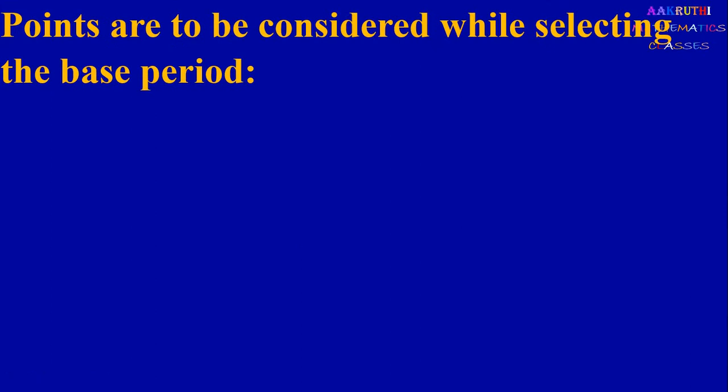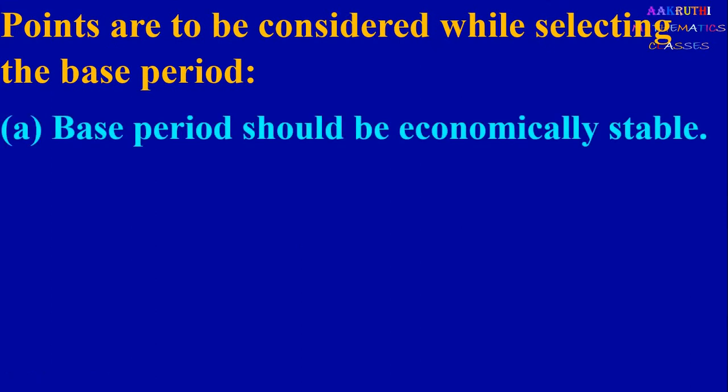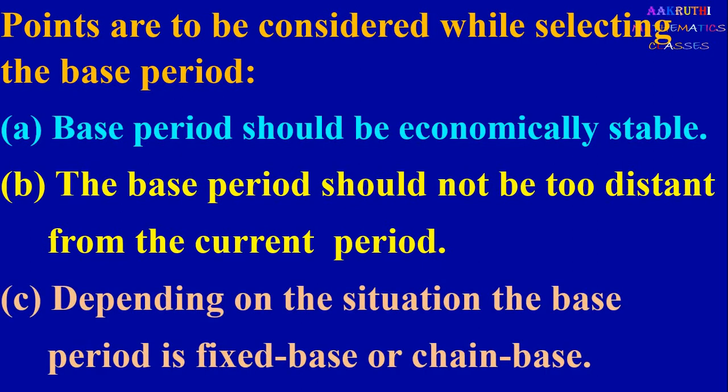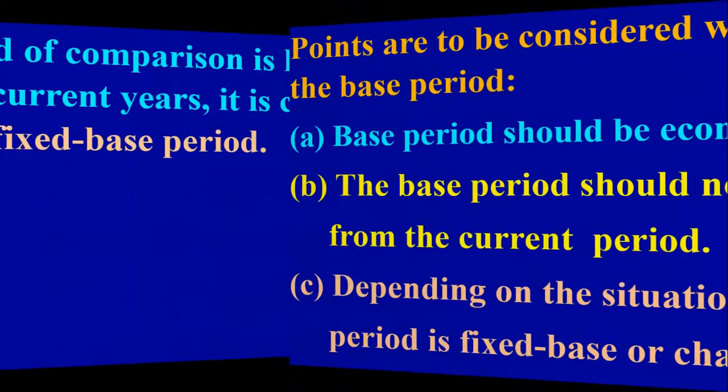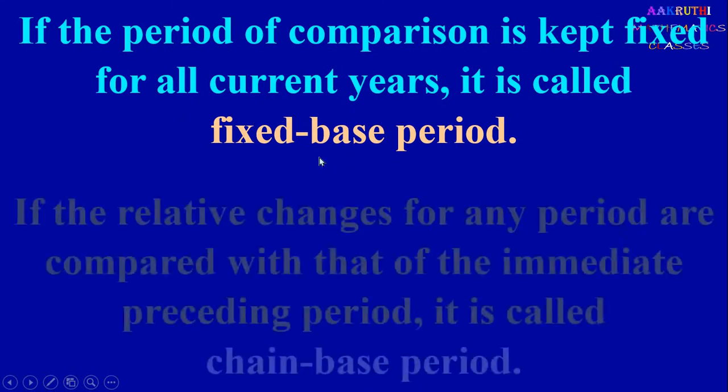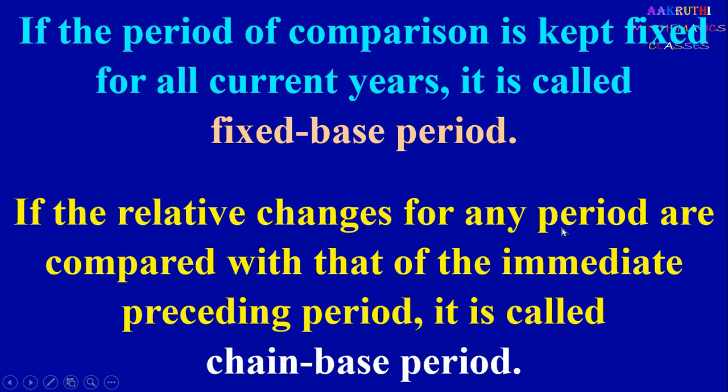Points to be considered while selecting the base period. First one, base period should be economically stable. Second one, the base period should not be too distant from the current period. Third one, depending on the situation, the base period is fixed base or chain base. If the period of comparison is kept fixed for all current years, then it is called fixed base period. If the relative changes for any period are compared with that of the immediate preceding period, it is called chain base period.